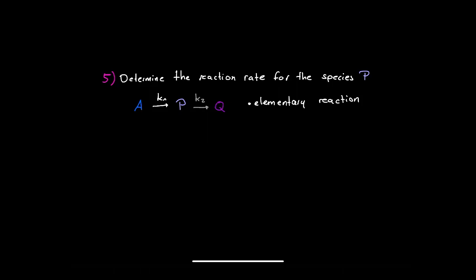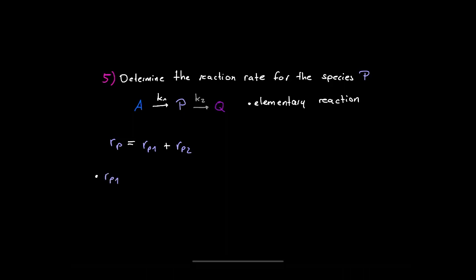And for the reaction rate of the species P, we need to consider both reactions. So the reaction rate of the species P is going to be equal to the first part of the reaction where A turns into P, which we'll name Rp1, plus the reaction where P turns into Q, which we will just call Rp2. So let's firstly analyze the reaction rate Rp1.